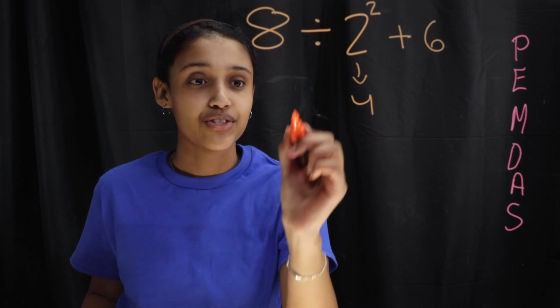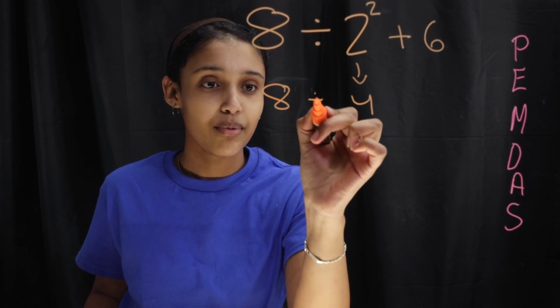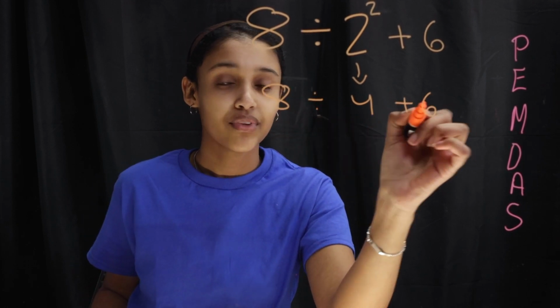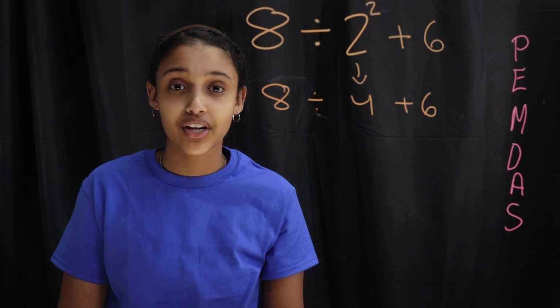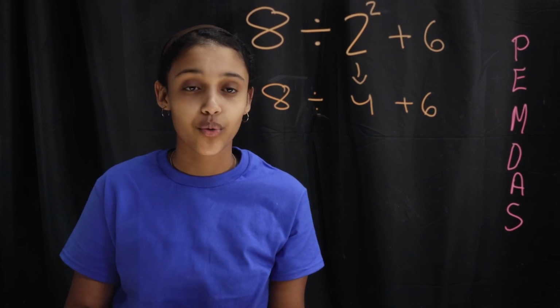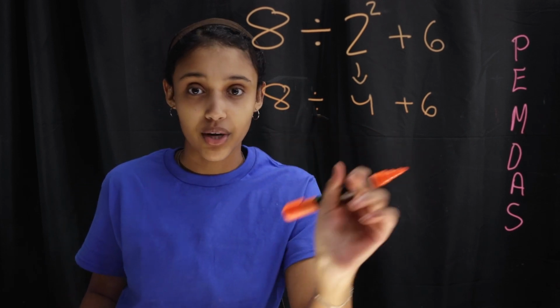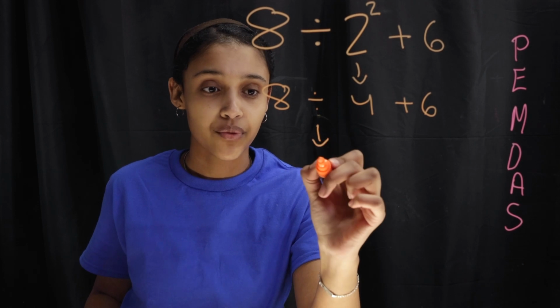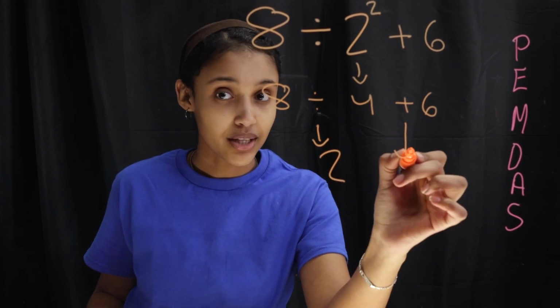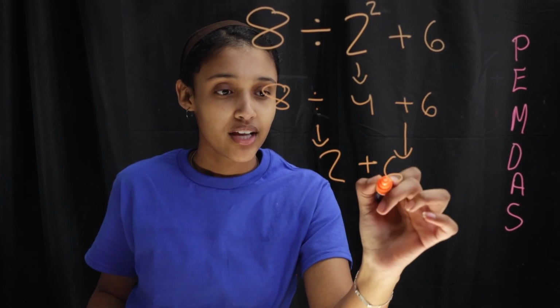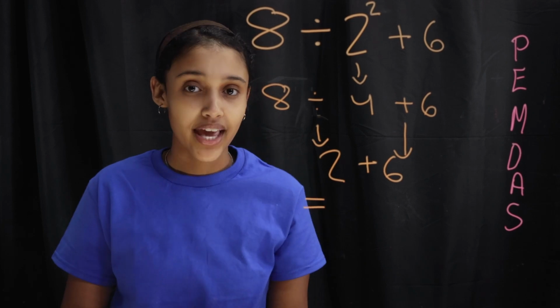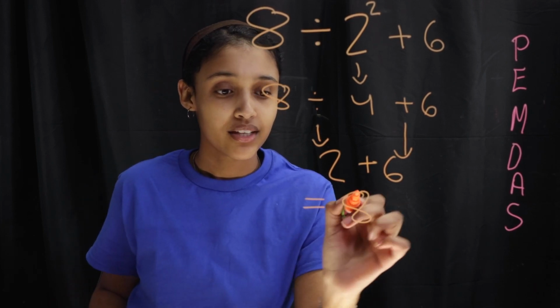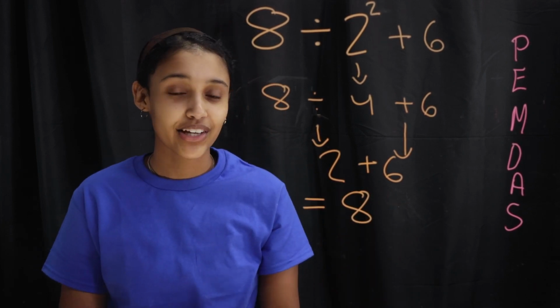Now we can do 8 divided by 4 plus 6, and according to PEMDAS, division comes before addition. So we're going to do 8 divided by 4, which will give us 2. And now we can bring down the plus 6. That will leave us with the answer of 8. Did you get that? If so, congratulations.